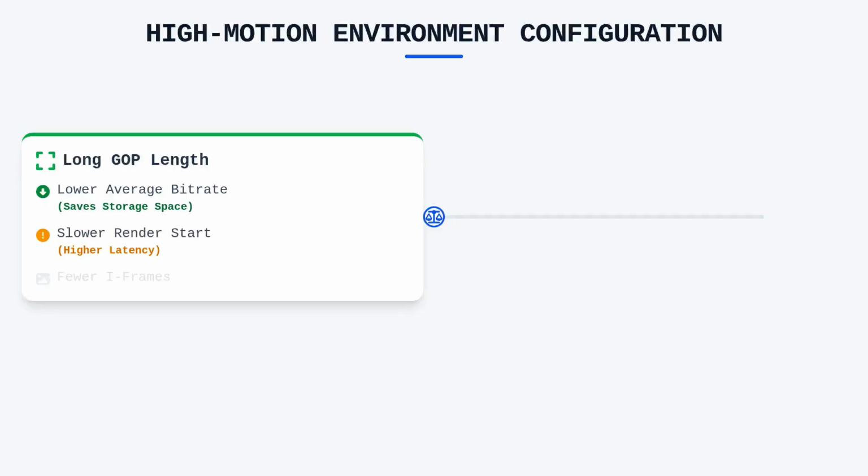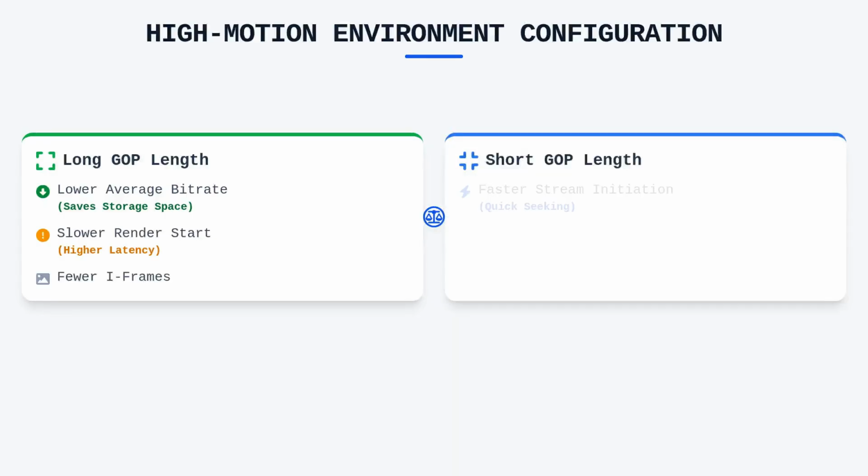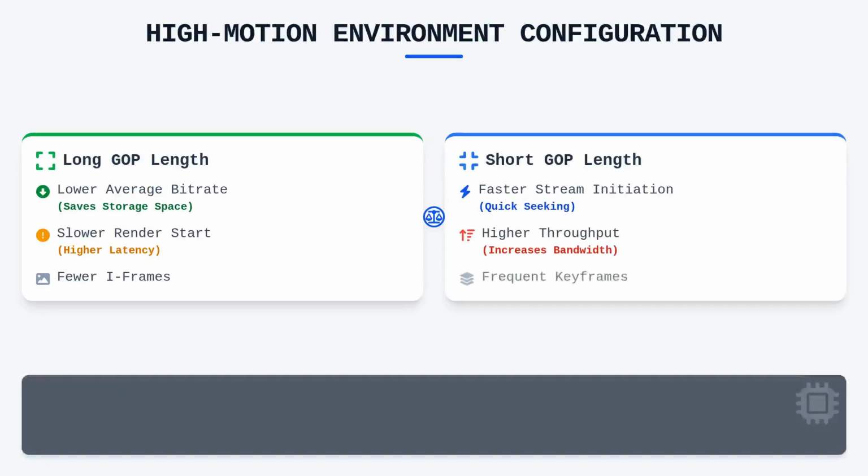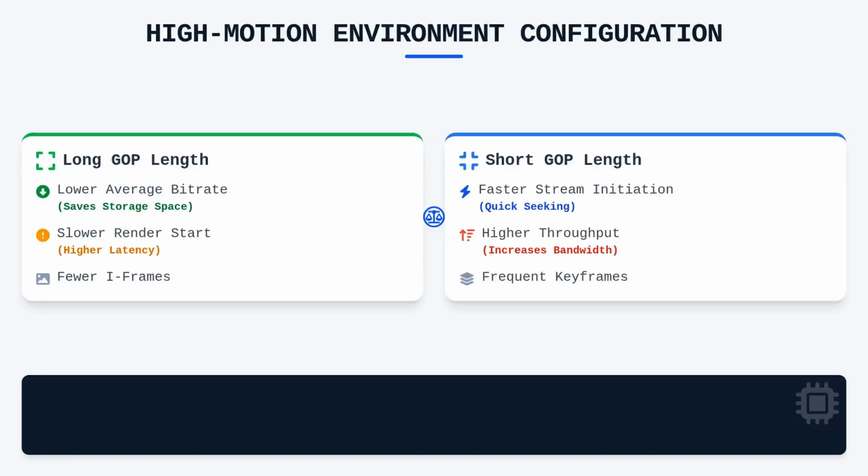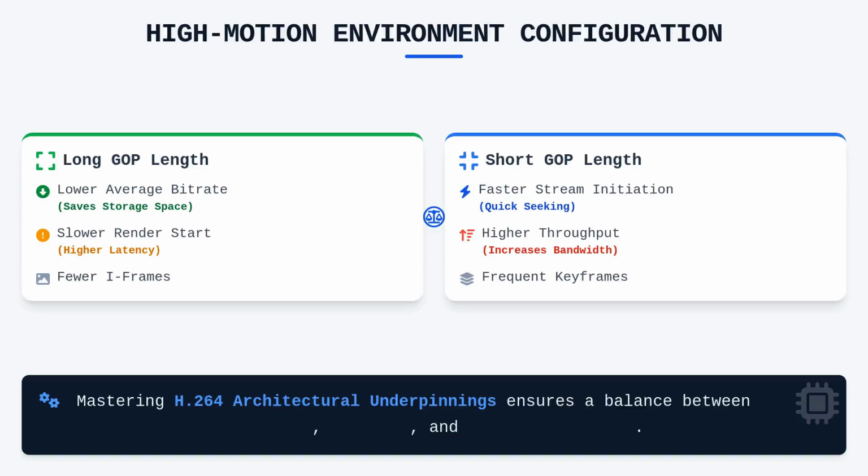Conversely, a short GOP produces more frequent keyframes, ensuring faster stream initiation and easier seeking through archived footage at the expense of higher throughput. These parameters represent the unavoidable trade-offs that every engineer must navigate when designing a scalable network video implementation. By mastering the mathematical and architectural underpinnings of the H.264 standard, you ensure that your video surveillance projects provide consistent, high-fidelity results without compromising network stability or storage longevity.